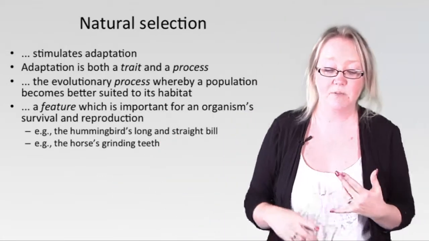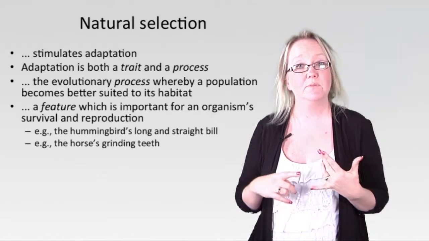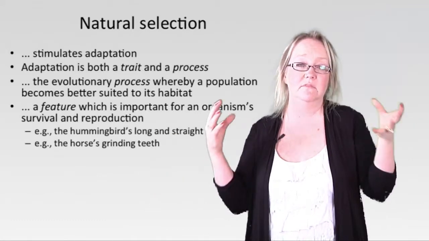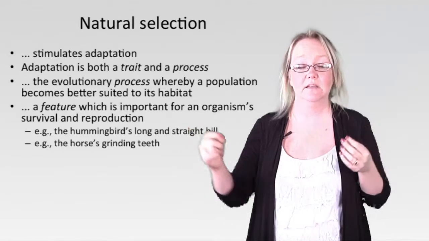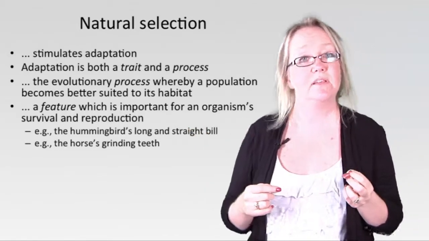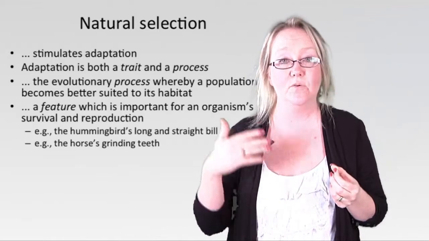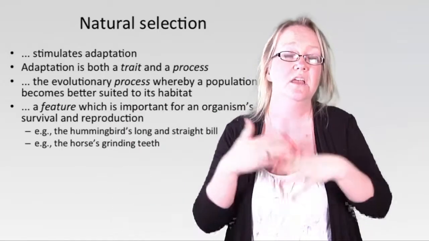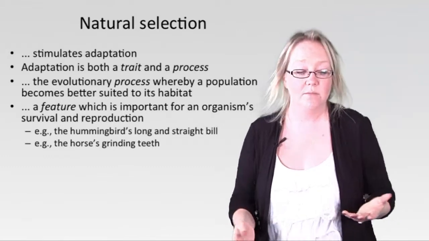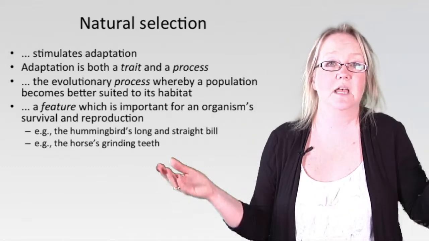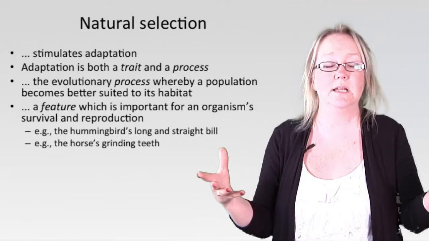So for instance, the hummingbird's long and straight bill. Hummingbirds need nectar. They need to be able to get into these really long flowers. They've adapted a really long and straight bill that allows them to get the food that they need in order to be able to feed their offspring, feed themselves, continue into the next generation. The horse's grinding teeth, adapted to the type of food that it's eating once again.